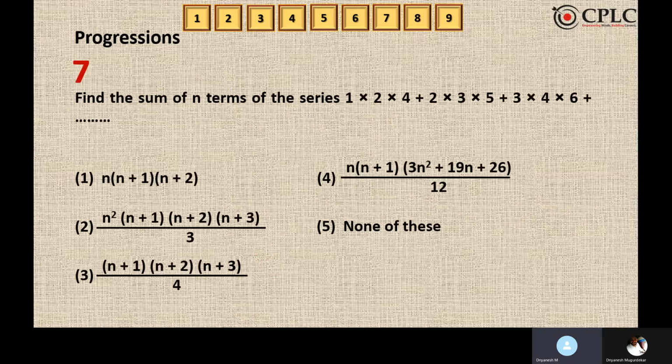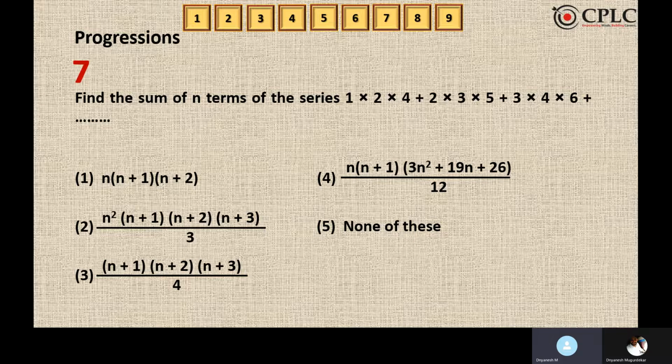Seventh one, find the sum of n terms of the series. And the only way to solve such type of question is by options. So what you'll have to do, you'll have to figure out such an option in which if you substitute n as 1, so the first term of the series is 1 into 2 into 4, which is 8. The second term is 2 into 3 into 5, which is 30. The third term is 3 into 4 into 6, which is 72. So when you substitute n as 1, it should be 8.